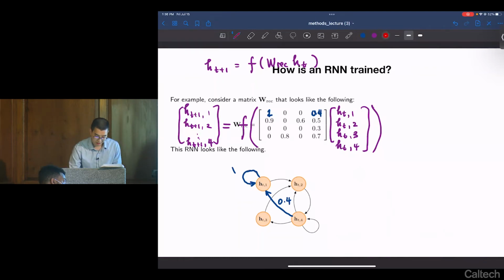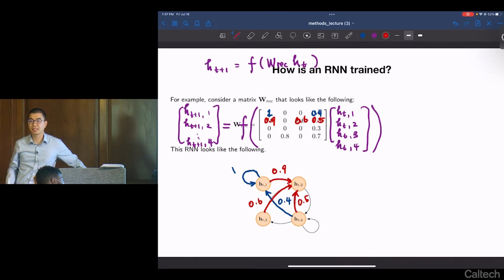I'll do one more. If we look at the activity for neuron number 2, it's going to be 0.9 times the activity of neuron 1 at the prior time step, and so that's this connection. That is 0.9. There's also a 0.6 times h of t,3, so neuron 3 connects to neuron 2 with a weight of 0.6, and then lastly we have a 0.5 here, so that's the fourth neuron going to the second neuron with a weight of 0.5.